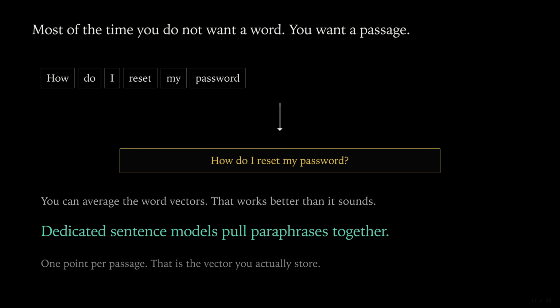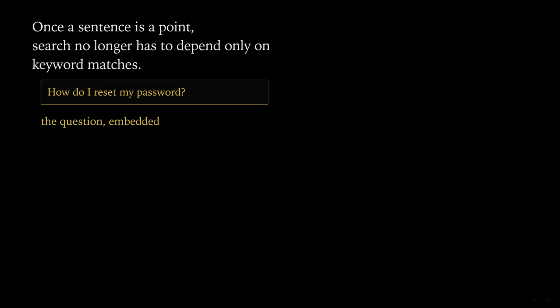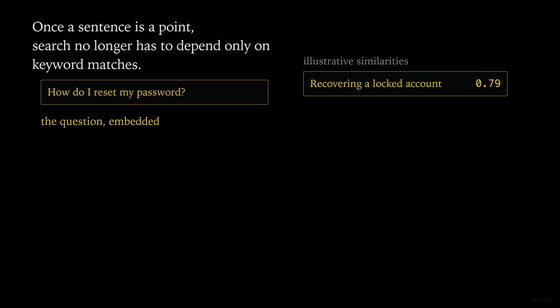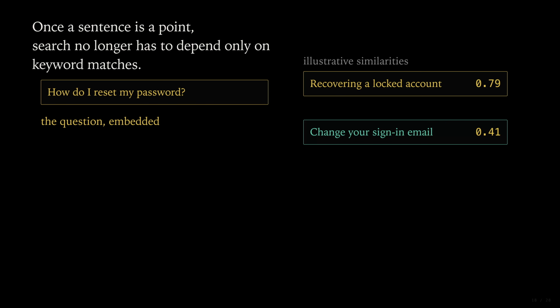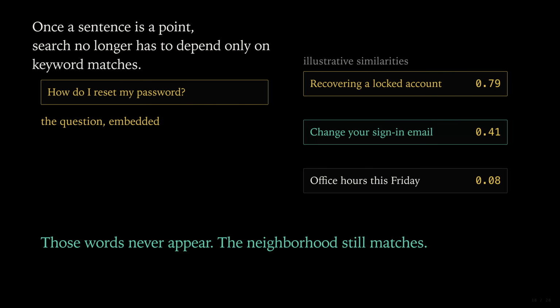And once you have that, search no longer has to be only a string match. Once a sentence is a point, search no longer has to depend only on keyword matches. You embed the question. You embed every passage you might want back. Then you ask which stored points sit nearest the question. How do I reset my password can find the article that says recovering a locked account, even if those words never appear. That is the whole move, and it is why people started putting embeddings under search. Keywords still help. Meaning is what catches the rest.